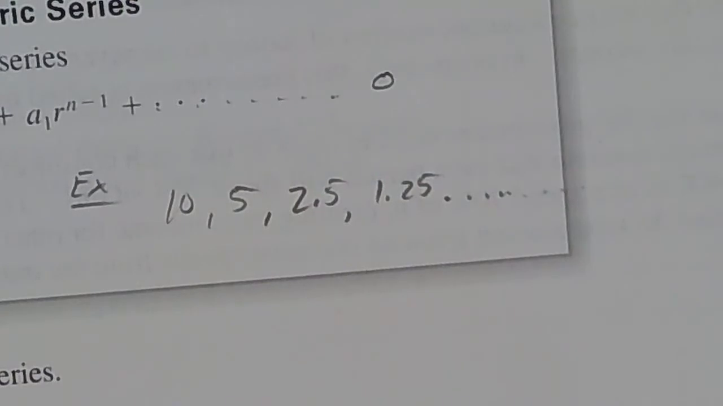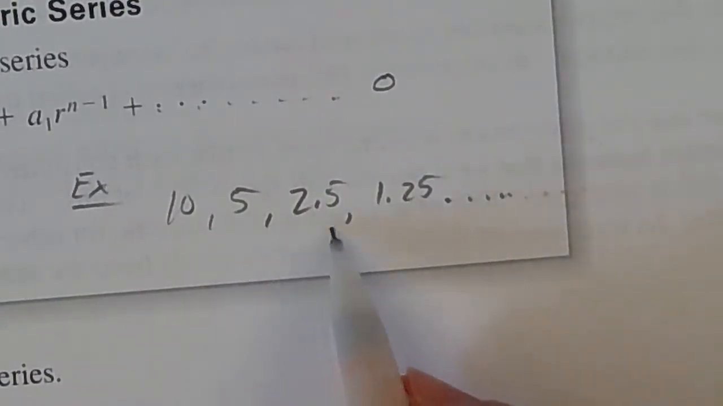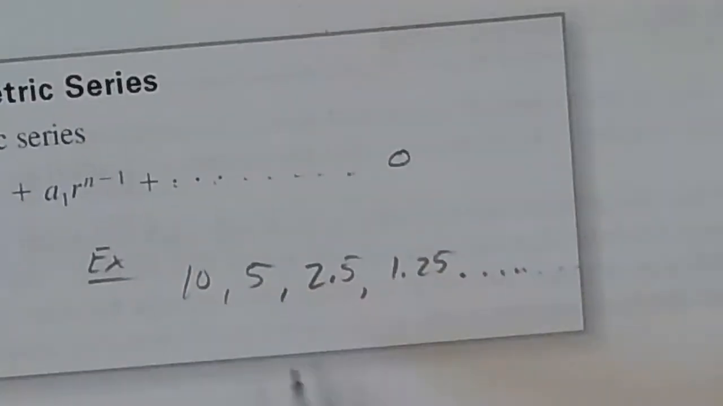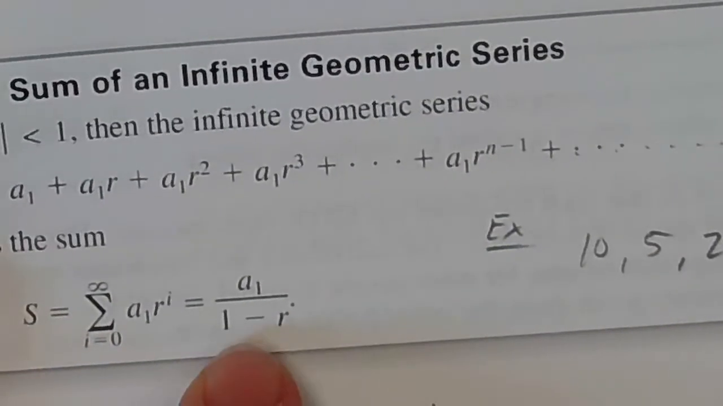Let's just add it up and we can actually come up with a sum, even though this continues on and on towards zero. Okay, so that's what it means by an infinite geometric series. When it approaches zero, we can do it this way.